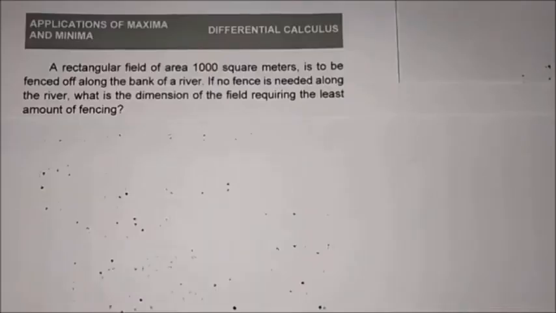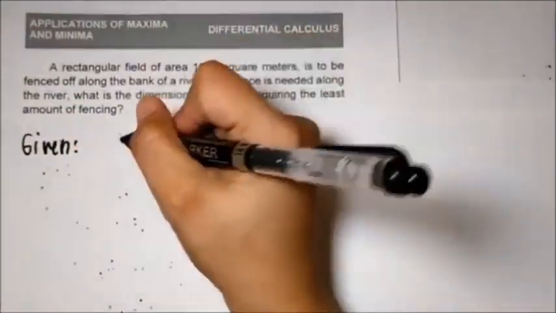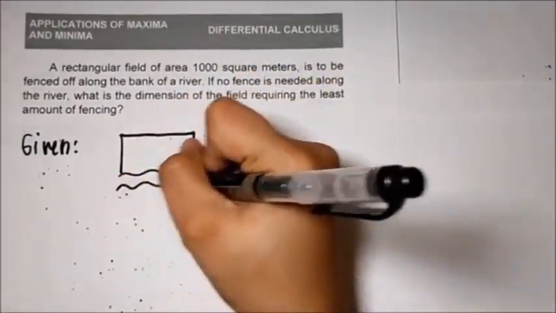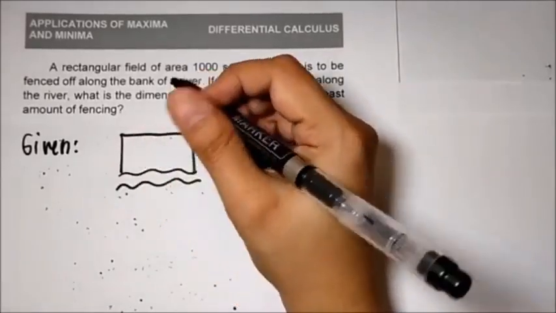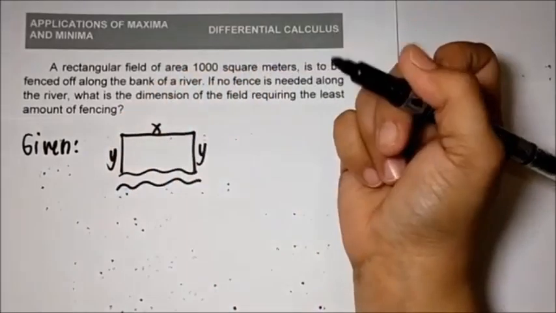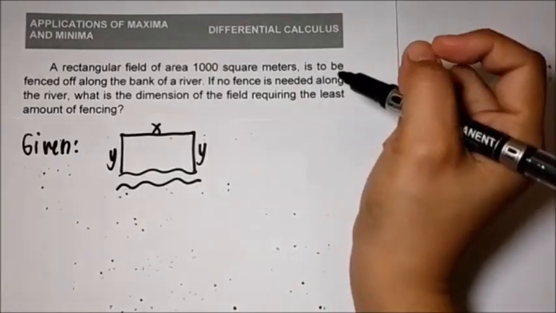Another example. A rectangular field of area 1,000 square meters is to be fenced off along the bank of the river. If no fence is needed along the river, what is the dimension of the field requiring the least amount of fencing? So we have a rectangular field along the bank of the river, so no fencing is needed along the bank. Let's designate this side as x, and then this would be y, and another y. What is the dimension of the field requiring the least amount of fencing?